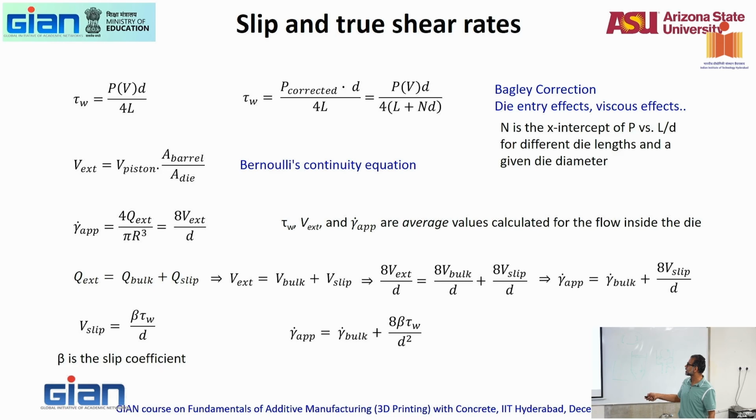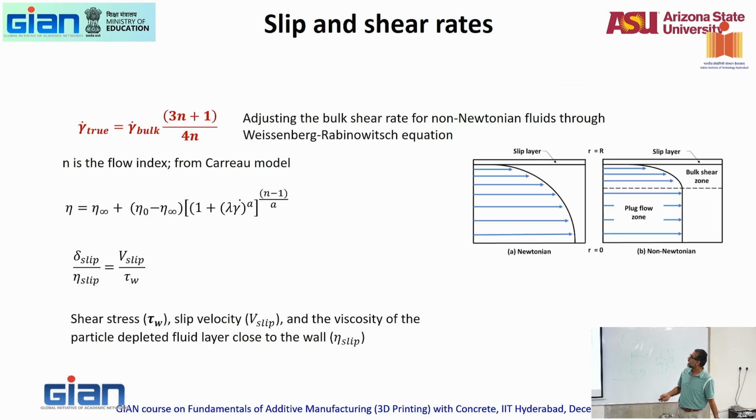So average velocities. And then you can say the total flow is the flow coming from the bulk plus the flow coming in the slip layer. There's a little bit of flow in the slip layer, a small value. And you can say that velocity is the bulk velocity plus slip velocity. You do some calculations, and you will find the apparent shear rate is equal to the bulk shear rate plus a factor that is wall stress over the square of the diameter, and a factor beta, which is the slip coefficient. And you can define slip coefficients for different functions. And then how do you do this?